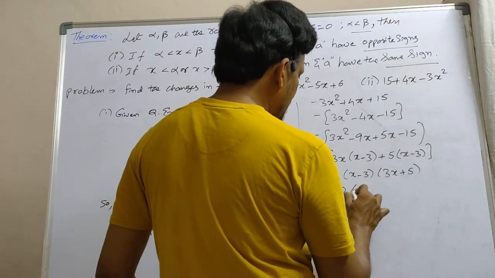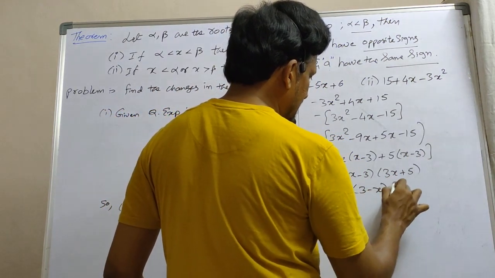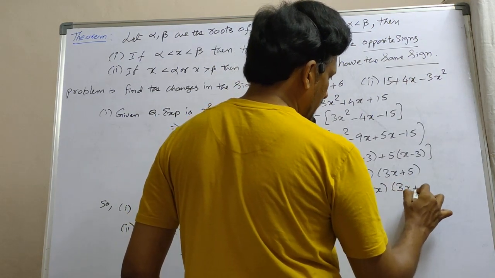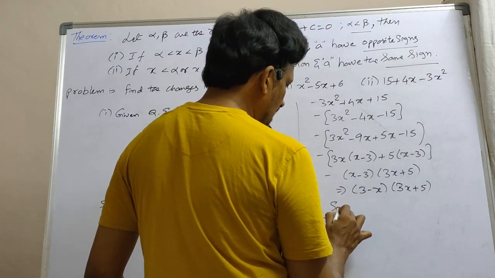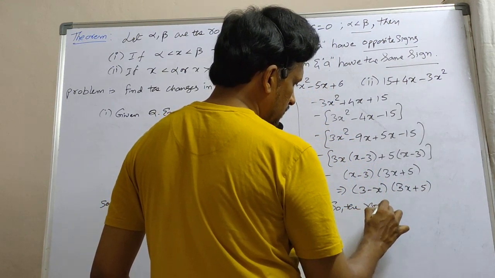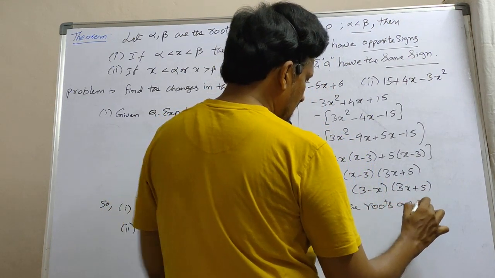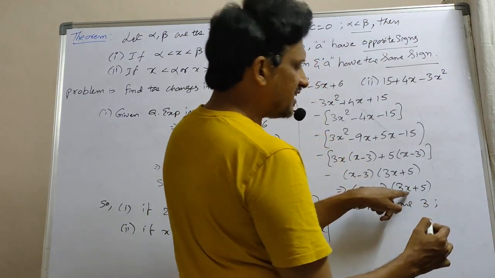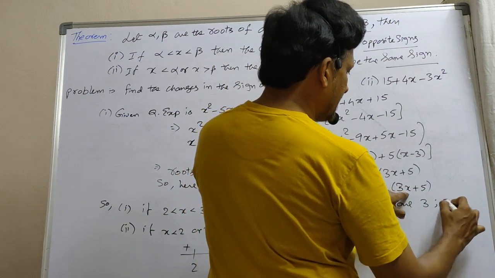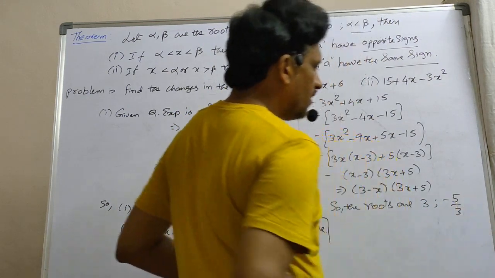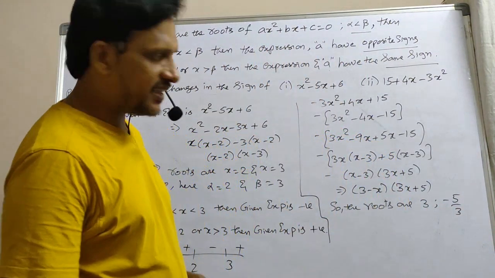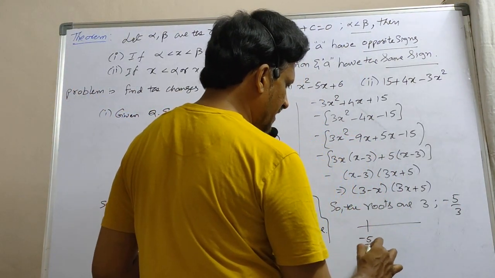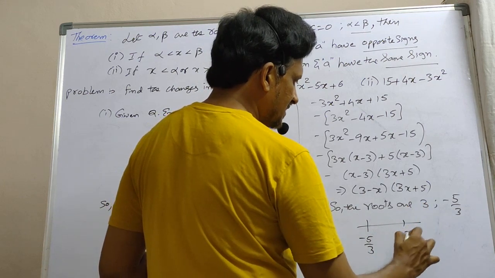So you can write, instead of x minus 3, 3 minus x into 3x plus 5. So the roots are: 3 minus x equal to 0 gives x equal to 3. 3x plus 5 is equal to 0 gives x is equal to minus 5 by 3. So here the least one is minus 5 by 3, that is alpha. So just write the number line, first the least one, that is minus 5 by 3. Then the other one is 3.